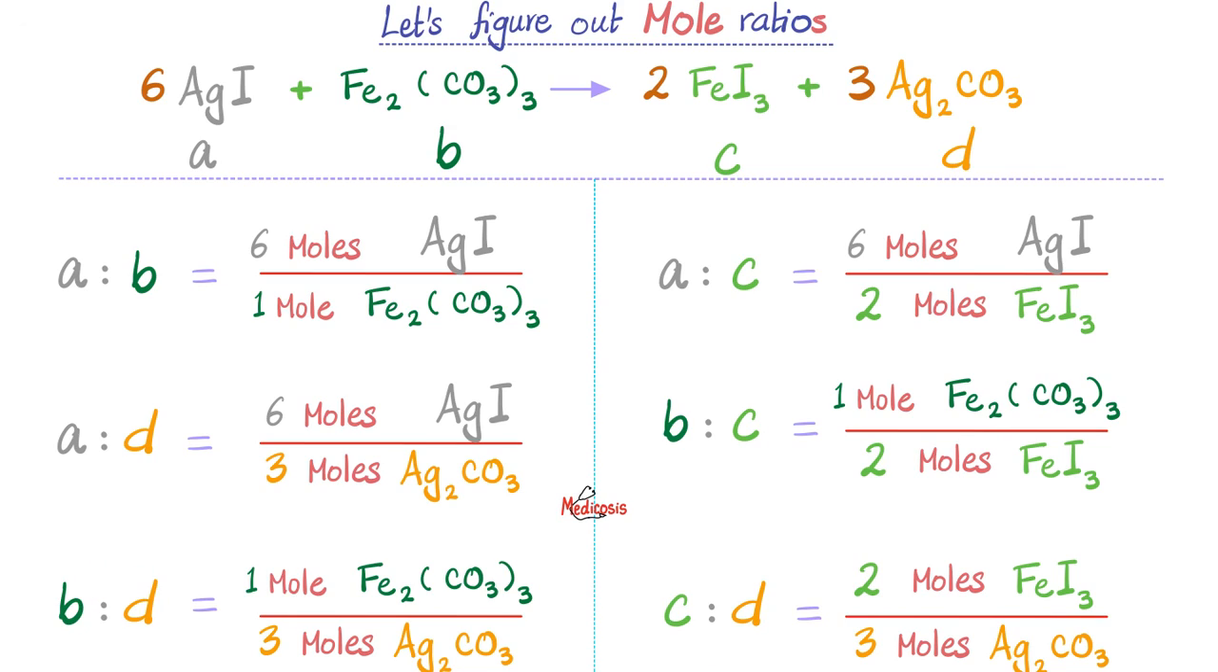You can relate B to D. Here is B, here is D. The stoichiometric coefficient is 1, but here it is 3. There you go, 1 over 3. You can relate A to C, 6 and 2. You can relate B to C, 1 to 2. Last, C to D, and this is 2 over 3. Easy peasy, lemon squeezy, medicosis schmeezy.